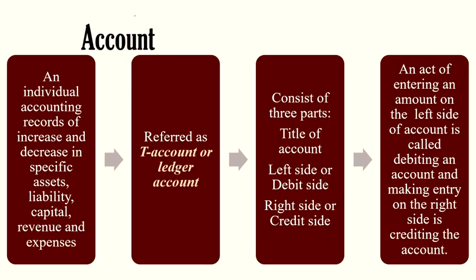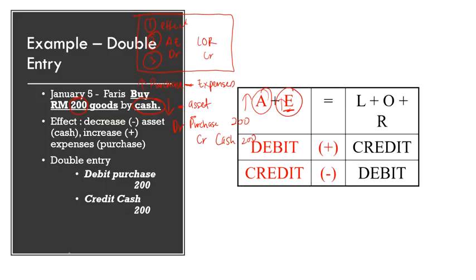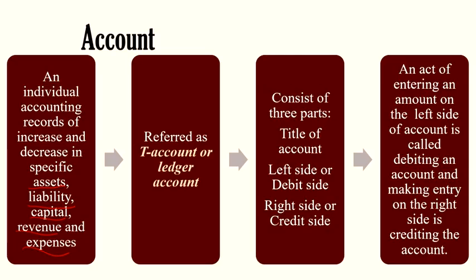So now let's go to the account. What is an account? An individual accounting record of increases and decreases in specific assets, liabilities, capital, revenue and expenses. First step tadi kita buat kan, effect. Lepas tu kepada asset, expenses, liability, equity or revenue. Okay, so it's referred to as a T account or ledger account.